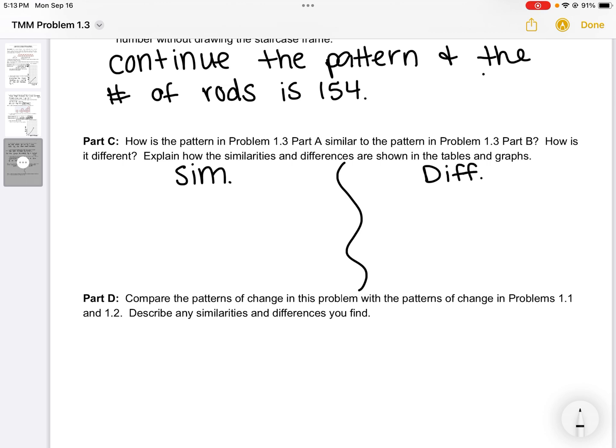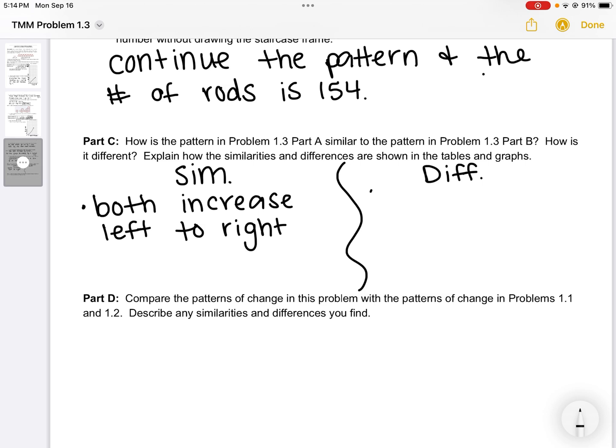Similarities, they are both increasing. So they do both increase. And this is from left to right because that is how we read graphs and tables. They are different in that part A was a straight line. Part B was a curved line.